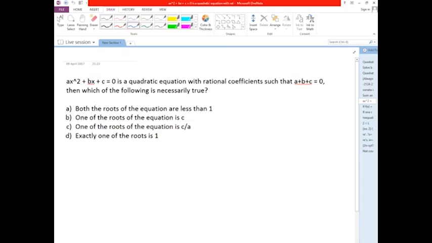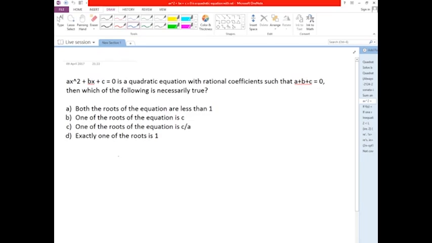So ax square plus bx plus c is a quadratic equation with rational coefficients such that a plus b plus c equals 0. Then which of the following is necessarily true? They have written 3 or 4 lines, and you need to find which one is right. I think only one is correct. If you get one answer, you don't need to worry about the rest. So first thing, what do we know? a plus b plus c equals 0.